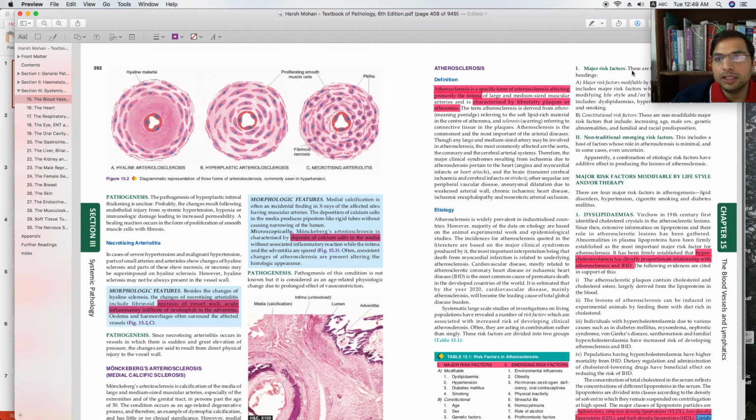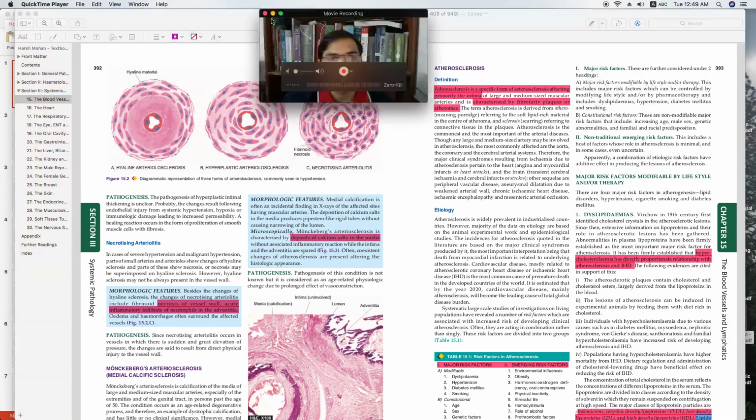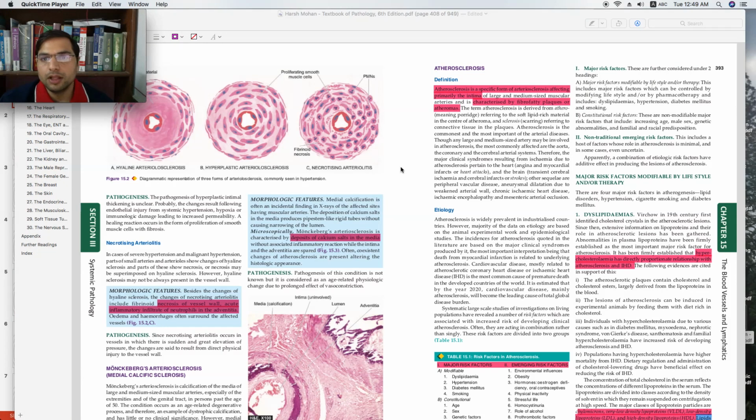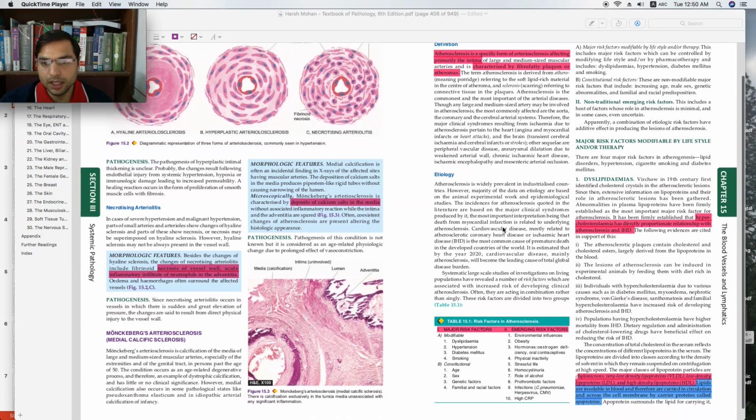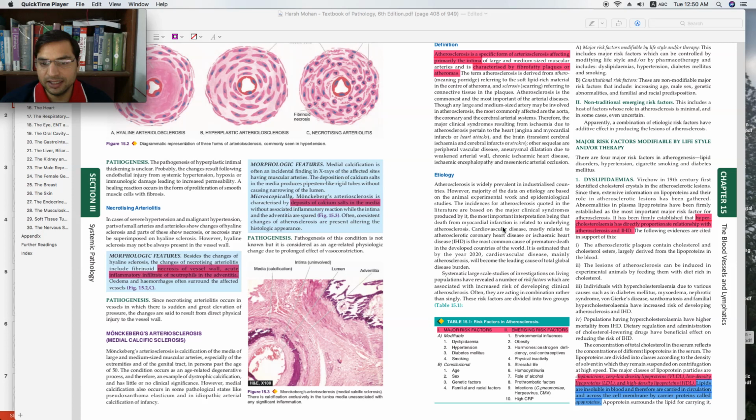So now let us learn the atherosclerosis. Atherosclerosis is the type of arteriosclerosis in which the intima layer, the innermost layer, is having fibro-fatty plaques, also called atheromas. Fibro-fatty means fibrous and fatty changes in them, right? This atherosclerosis has many risk factors.